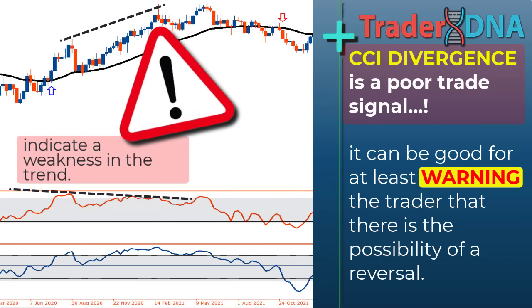This way, they can tighten stop loss levels or hold off on taking new trades in the price trend direction.